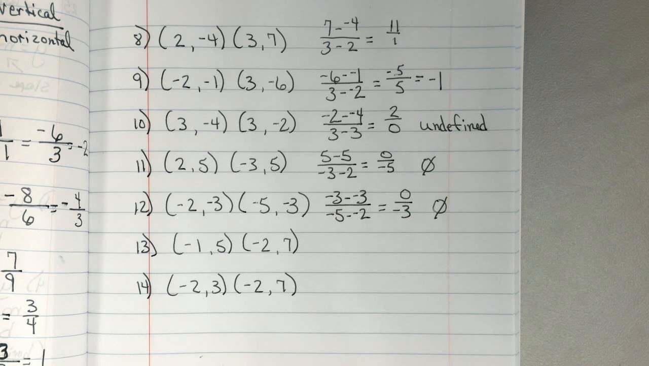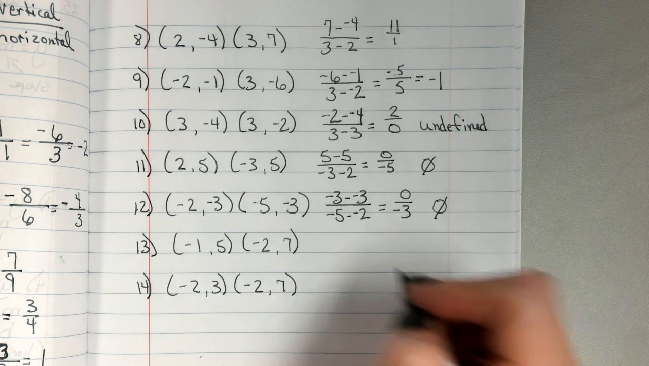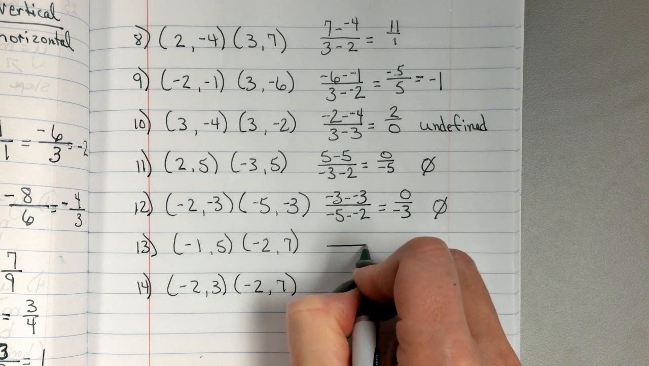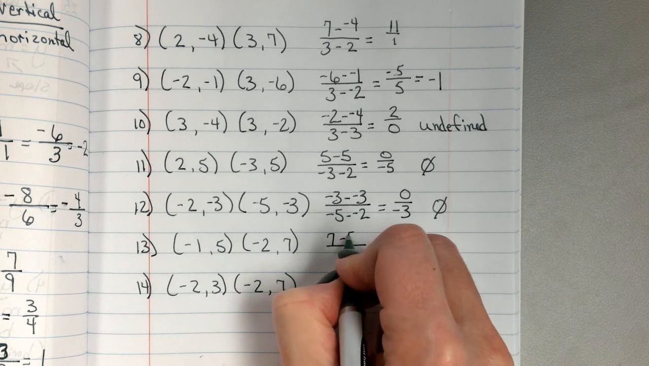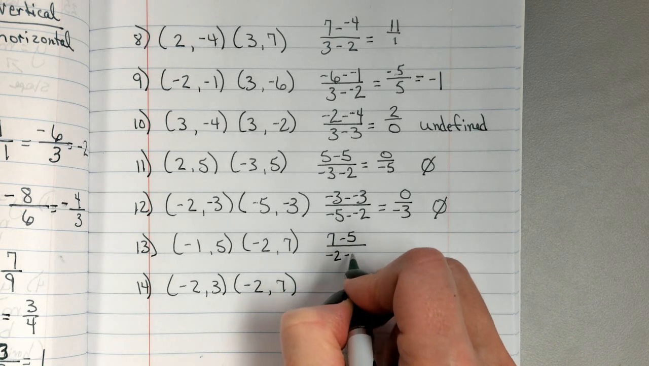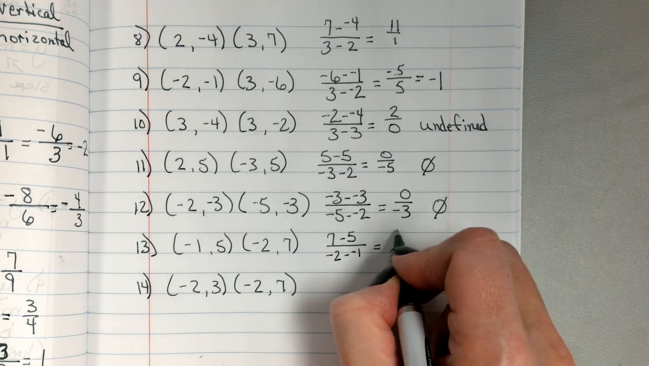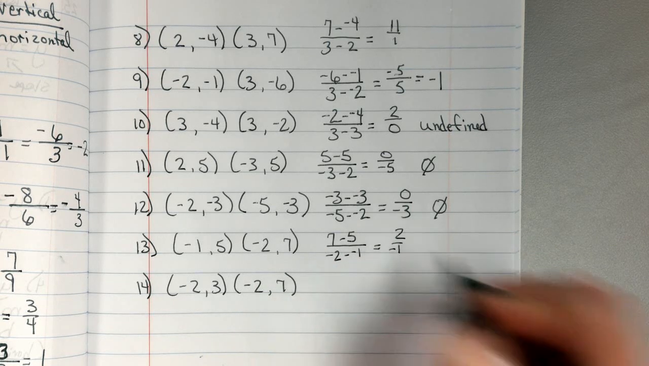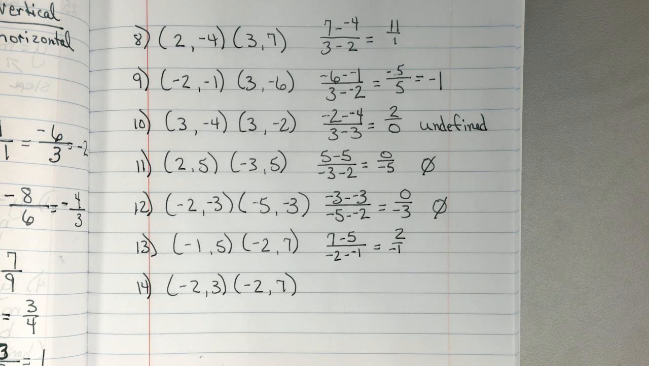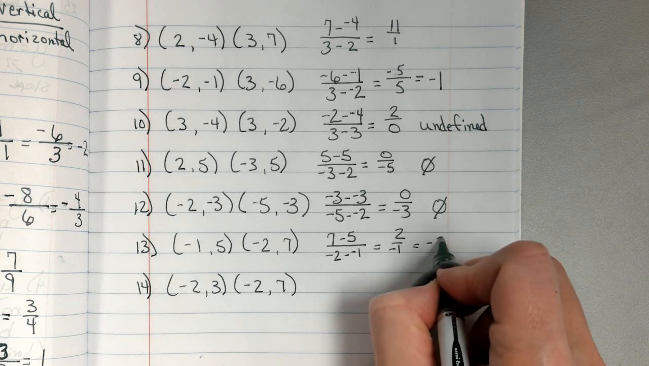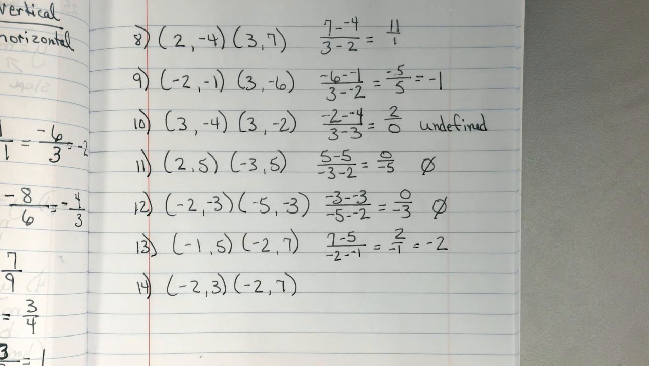Okay, good. Let's see. Kelsey, what about 13? What'd you put on top? I got 7 minus 5 over negative 2 minus negative 1, which equals 2 over negative 1. And you got how much? 2 over negative 1 will give you negative 2. Yeah, there you go. How many got negative 2?